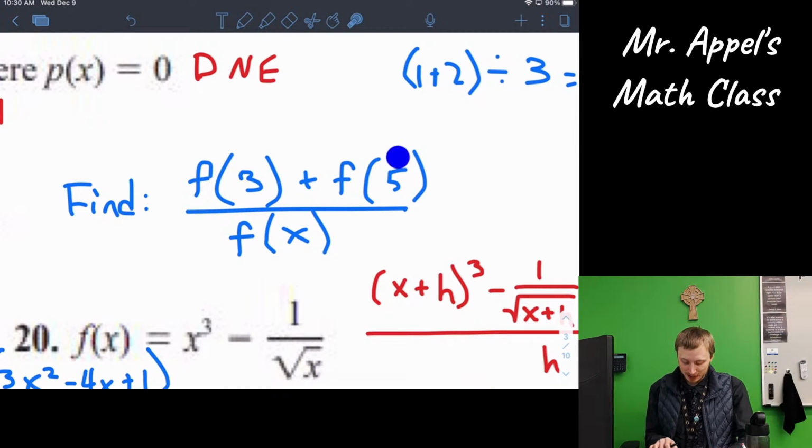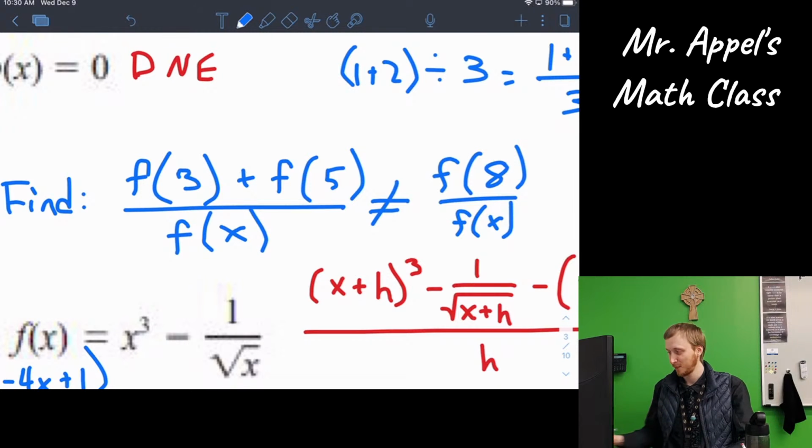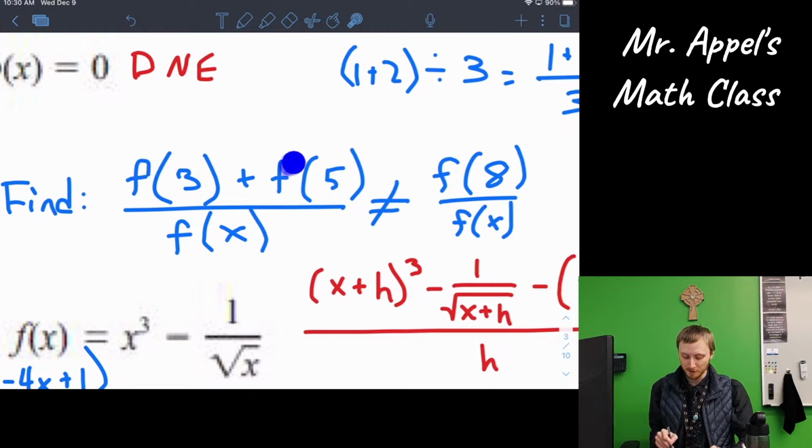It's whatever I get. And please, please, please do not say this is equivalent to f of 8. Nope. 3 and 5 are completely detached from each other via the functions. Right? You are not adding 3 and 5.